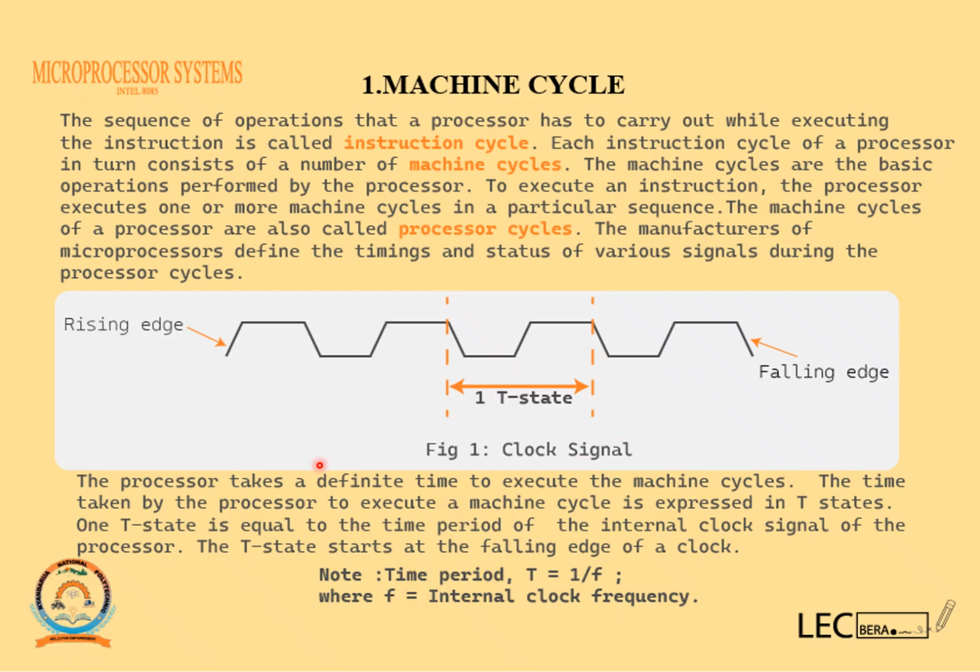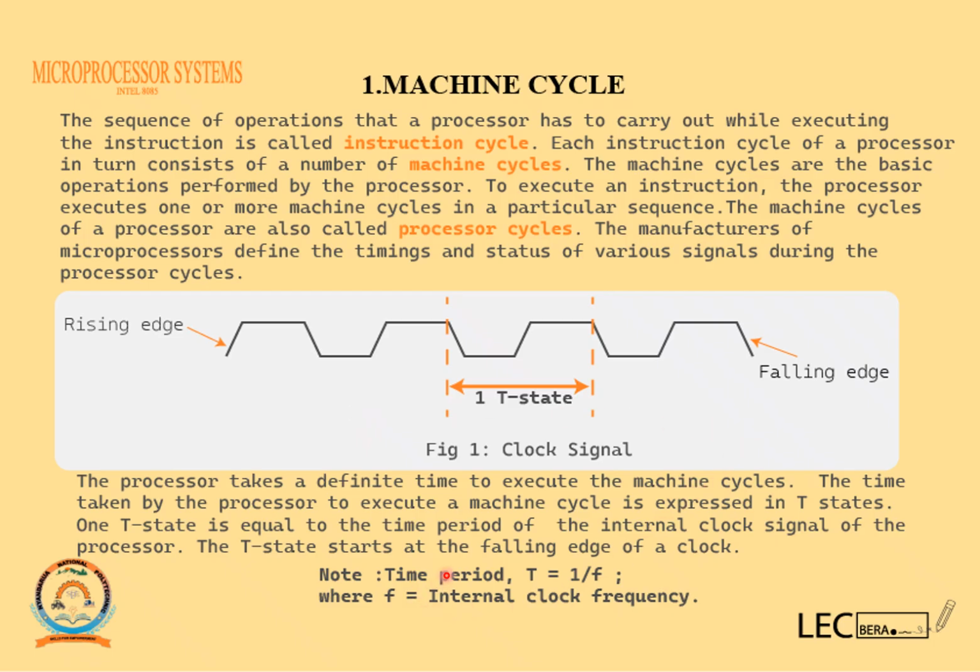So we have some small note to take, that the time period is equal to T, which is our T state, which is equivalent to 1 over F, where F is the internal clock frequency. And this is where you understand now, the faster the microprocessor, the faster we can carry out our process, because a processor with higher frequency tends to carry out a lot of activities within a short period of time.